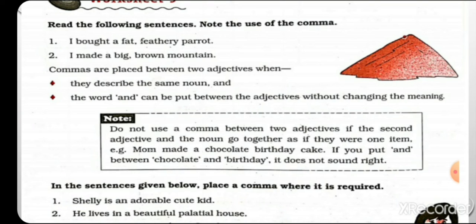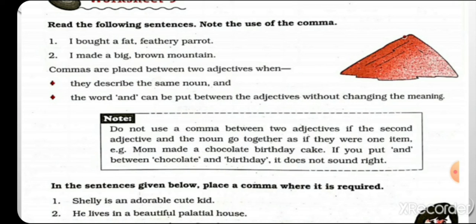And better remember this thing, that do not use a comma between two adjectives if the second adjective and the noun go together as if they were one item. For example, mom made a chocolate birthday cake. Now if you put and between chocolate and birthday, if you write mom made a chocolate and birthday cake, then it does not sound right. Then remember, do not use a comma between two adjectives if the second adjective and the noun go together as if they were one item.